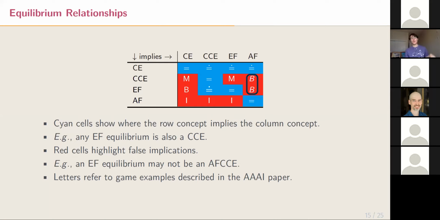And the letters that we have here refer to game examples described in our AAAI paper. So we put all of these examples together, even though some of these relationships were known, just for completeness. But the new relationship is the one we just showed, where CCE and extensive form equilibria do not imply agent form equilibria of any kind.